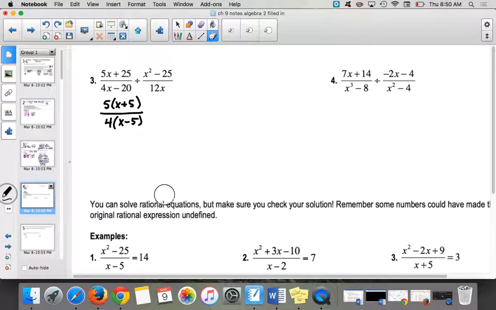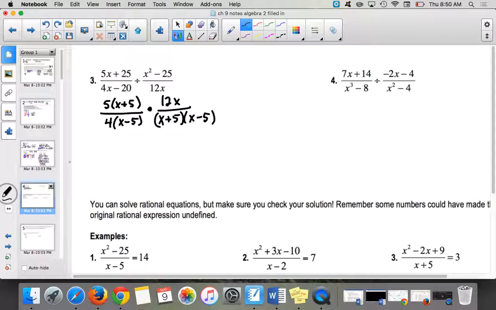All right, so then on the next part, it's divided by. So I'm going to do this step in 1. I'm going to flip it. So I'm going to have 12x on top, and then I'm going to factor the bottom. So I had x squared minus 25, which is going to be x plus 5 times x minus 5. Now I start reducing. So I have an x plus 5 and an x plus 5 that reduce. I have a 12 and a 4 that reduce to 3 and a 1. But there's really nothing else I can cancel because I have this x minus 5 and this x minus 5, but they're both on the bottom. So we can't reduce those out, okay?